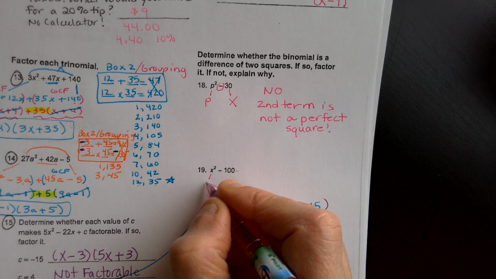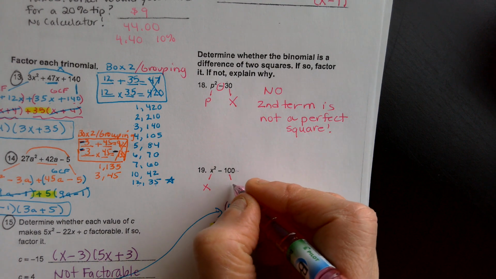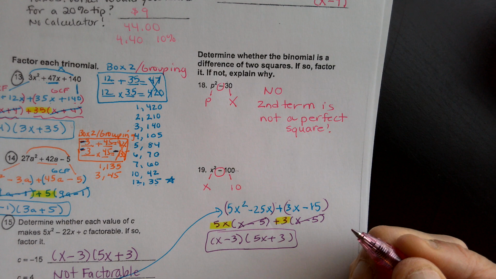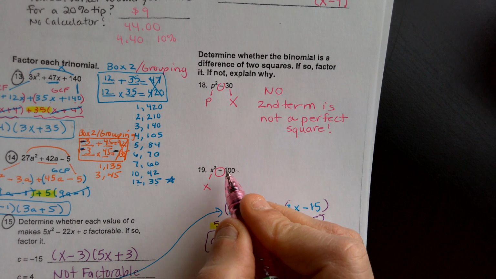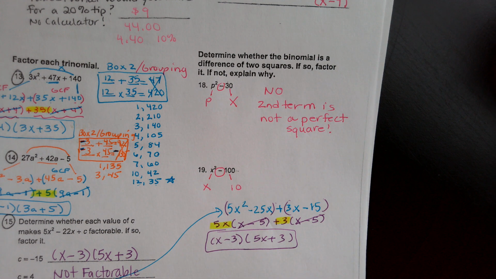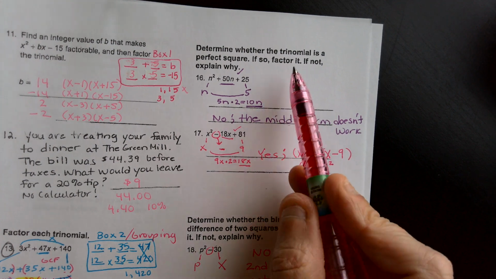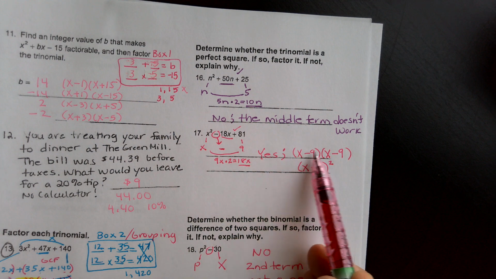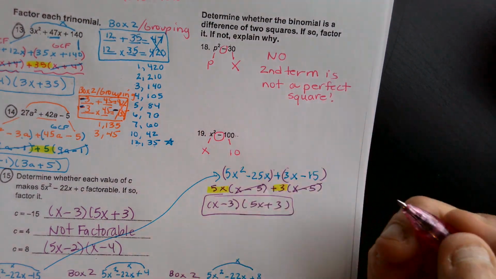Okay, how about this one? 3 checks for this. Perfect square, yep. Perfect square, yep. Square root of 100 is what? 10. Is it subtraction? Yep, it is. So this is the difference of squares. Now, how do you write it? That's the question. When it was a perfect square trinomial, they had the same sign. If it was a negative, they both were negative. If that was a positive, they both were positive. When it is a difference of squares, it is one of each.